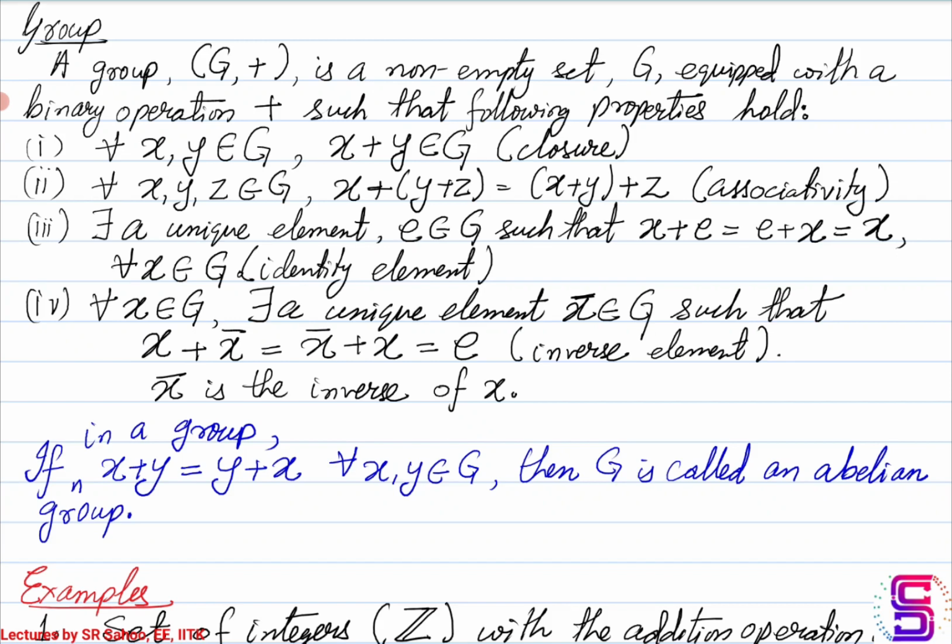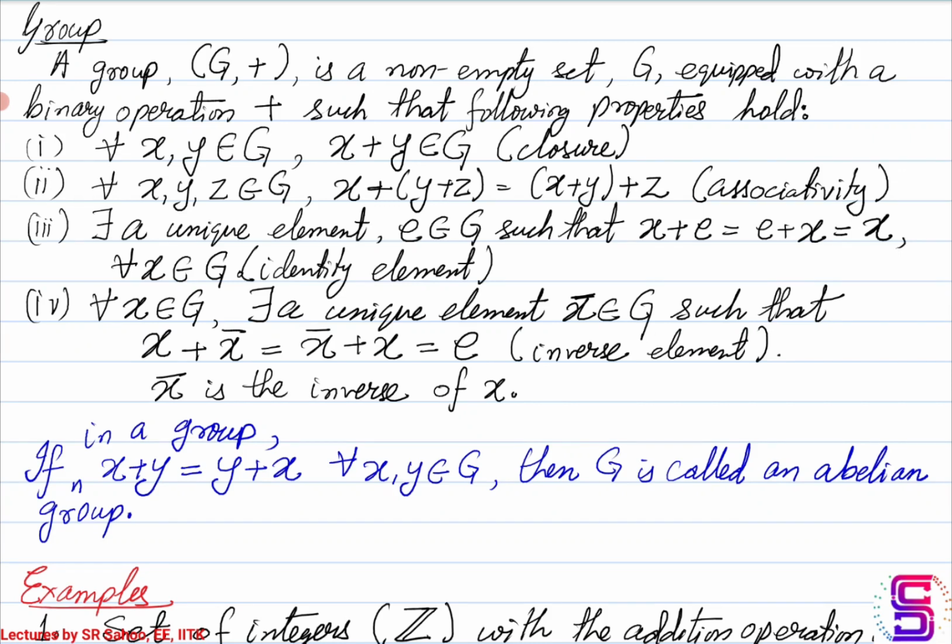So to recall the four properties that this non-empty set with the binary operator should satisfy: first, closure; second, associativity; third, existence of a unique identity element; and fourth, existence of a unique inverse element for each element in G. If all these four properties are satisfied, then the non-empty set with the binary operator qualifies to be called a group.